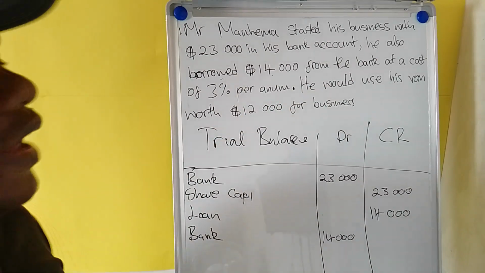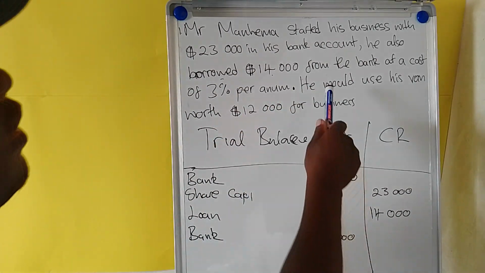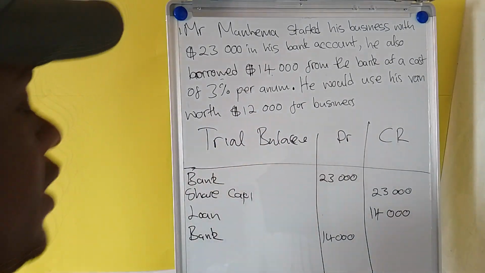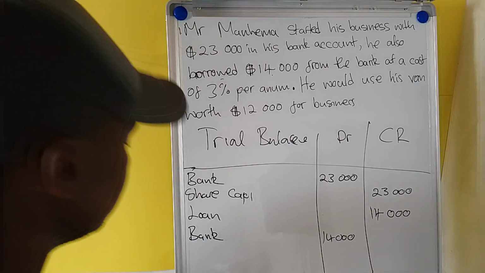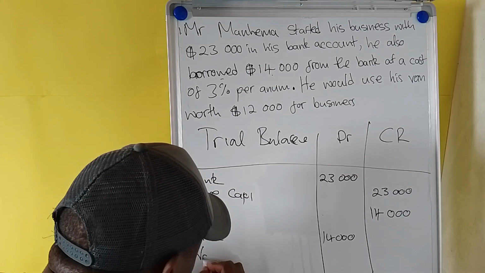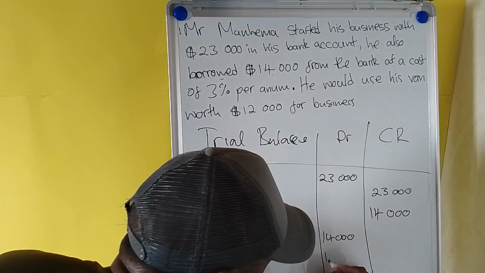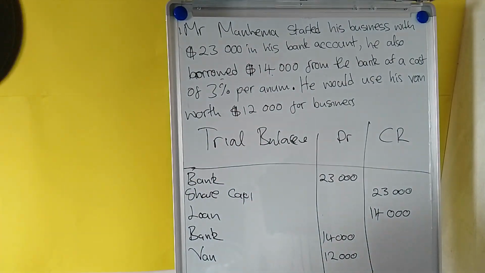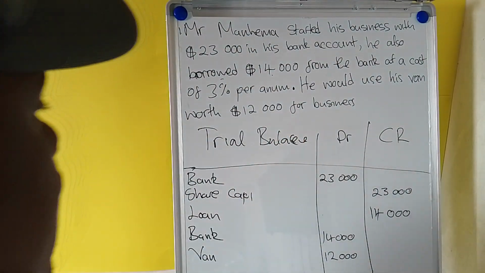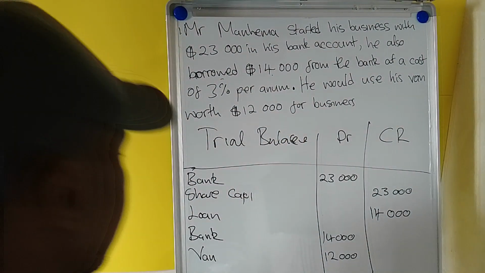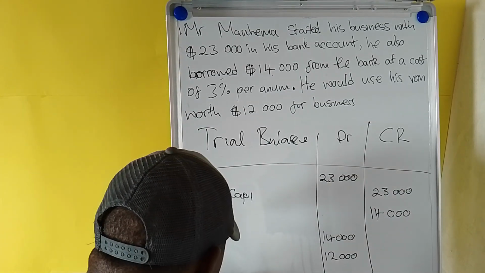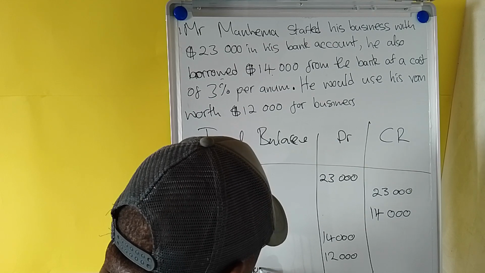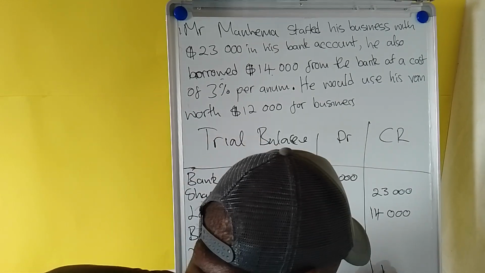Now let's look at the last statement. It says he would use his motor van worth 12,000 for the business. Okay, so another asset was added, which is a van, 12,000. On the credit side, capital was added, $12,000.